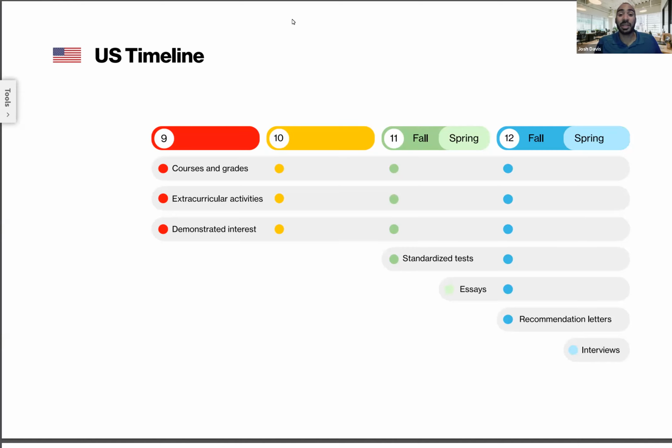And then in the summer of year 12, going into your final year, you start working on your essays and your applications. The plan there is that by the time you get back to school in September for your final year, you've done at least the personal statement, at least the bulk of the application itself, because you still have to get strong grades and marks in that final year. And that's also in the fall when the recommendation letters have to be submitted.